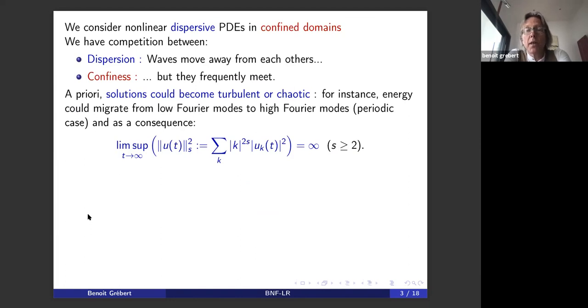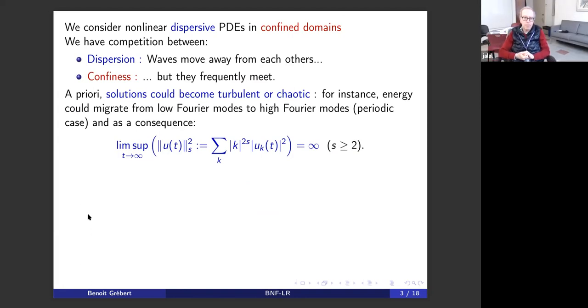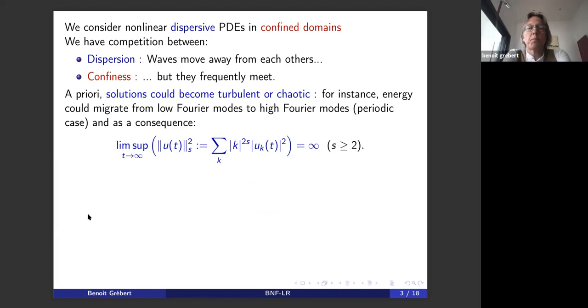So the context, again, is nonlinear dispersive PDEs, but in confined domain. As you very well know, there is a competition between dispersion, so the waves move away from each other, but also confinedness, so they frequently meet. These two effects are in competition, and what we could expect is something turbulent or chaotic dynamics. For instance, a problem very popular in the recent decade is the problem of the Sobolev norm growing with time. Typically, this is possible when the energy migrates from low Fourier modes to high Fourier modes. That's in the periodic case, but anyway, let's consider this case.